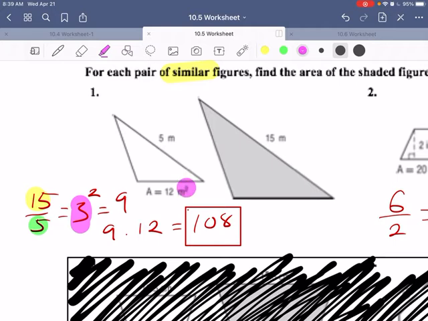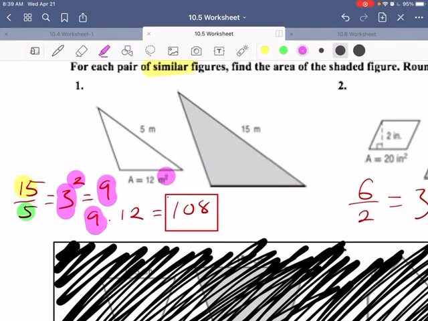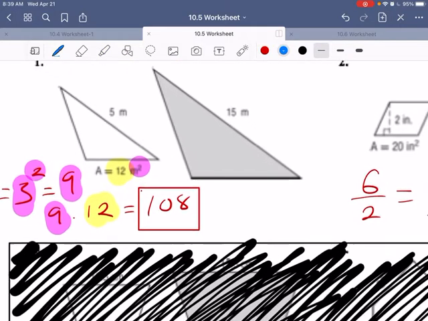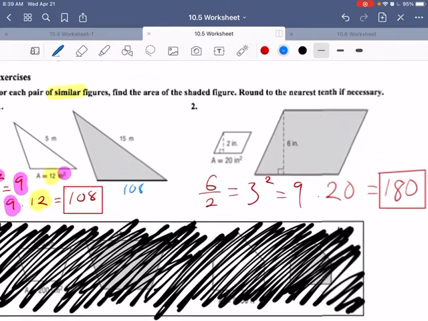So when we do 3 squared, we get 9. And then we multiply our scale factor of 9 times this right here, 12. That was our original area. So 9 times 12 gives us the area of our new figure, 108. Now let's look at this one over here.